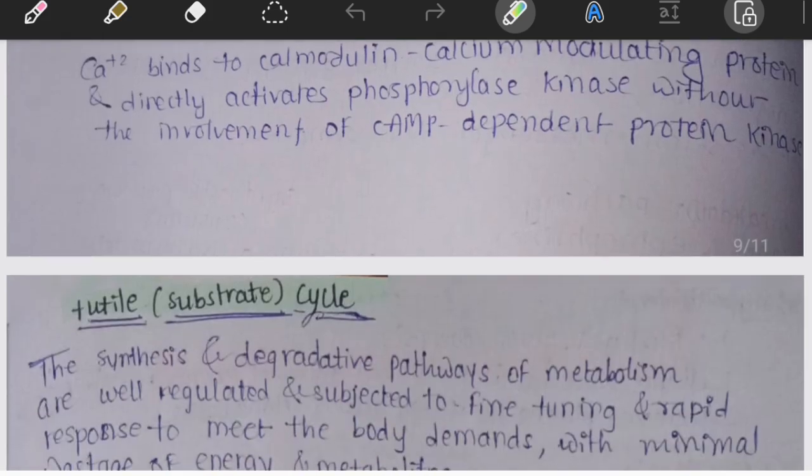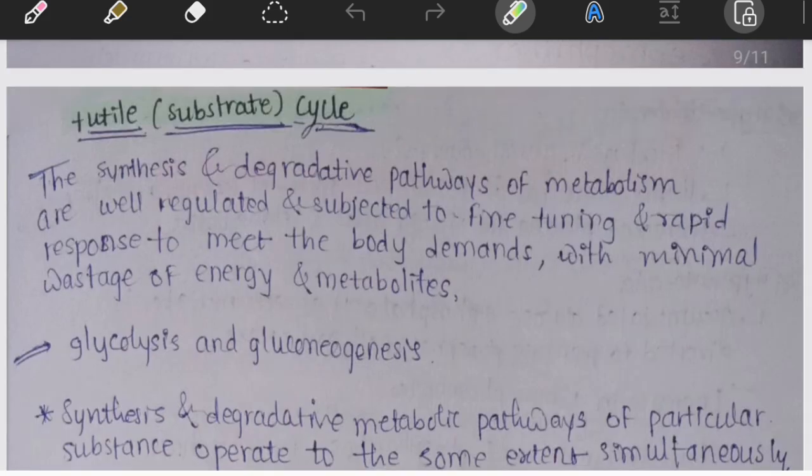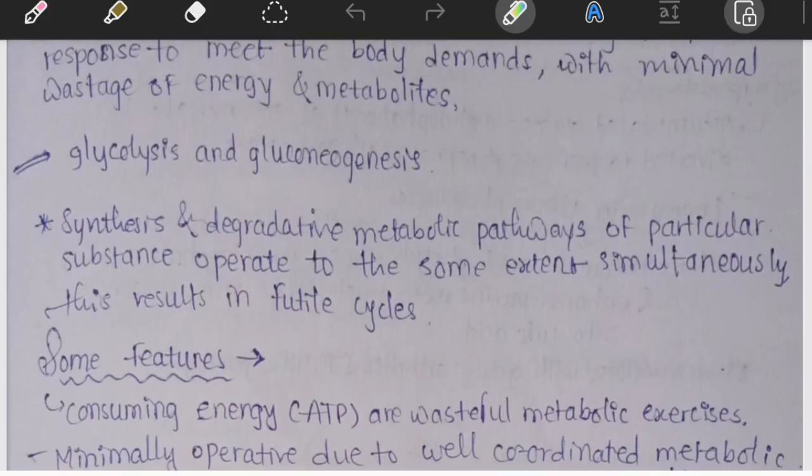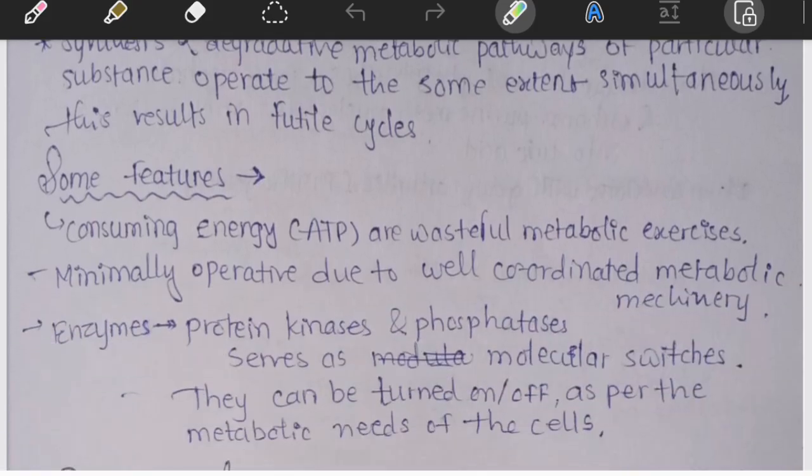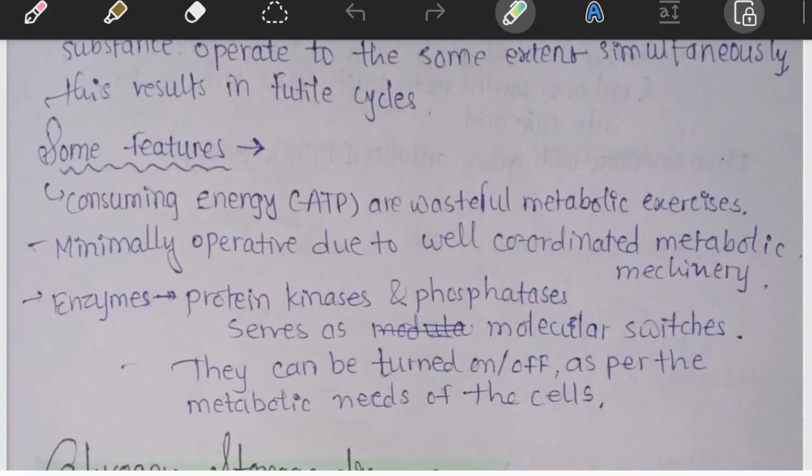Now here is the one concept. Suppose glycogenesis and glycogenolysis both occur continuously at equal rates. What happens? ATP gets wasted and no useful work is done. This is called a futile cycle. Normally, the body minimizes futile cycles by regulating enzymes through protein kinases and protein phosphatases. These enzymes act as molecular on-off switches, ensuring that only one pathway predominates according to the body's metabolic needs.